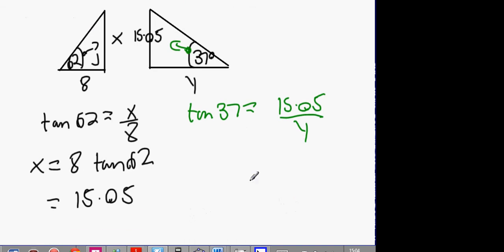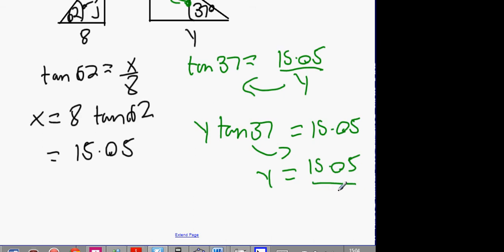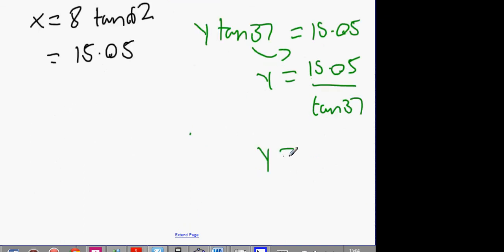Now what's Y equal to? How do we do this? The Y comes up. Y tan 37 equals 15.05. Bring the tan 37 underneath, and what do we get now? 15.05 divided by tan 37? 19.97, or Y equals 20.